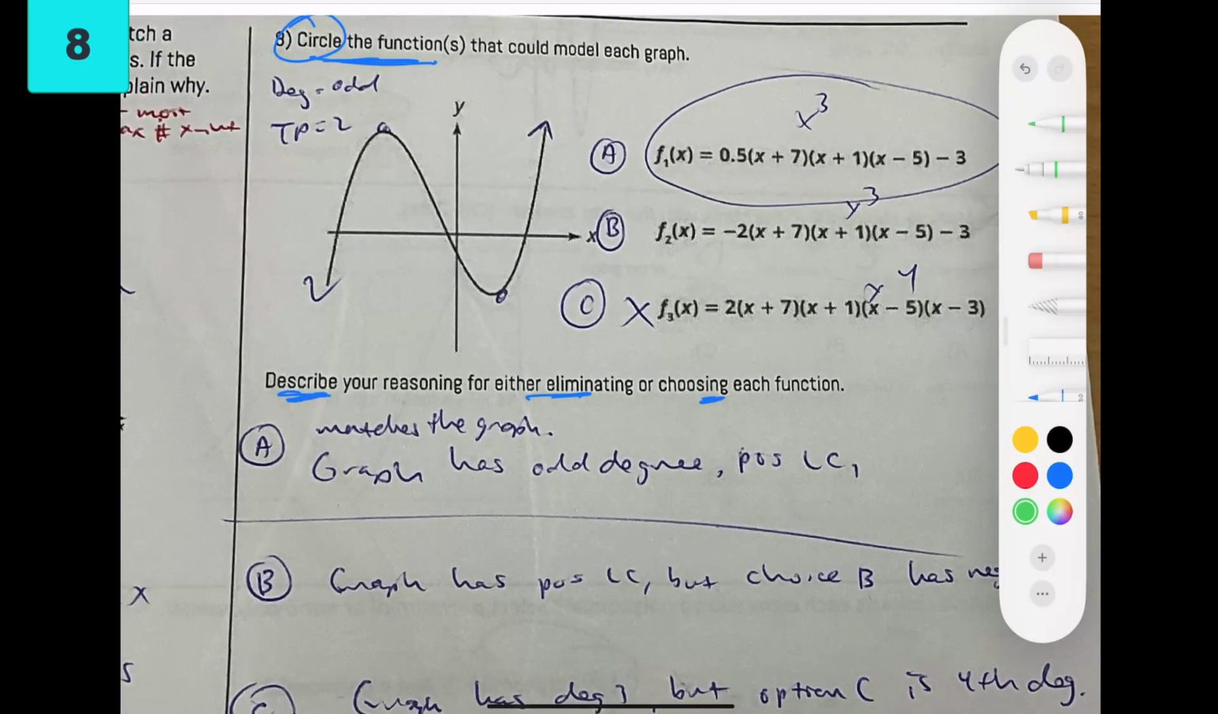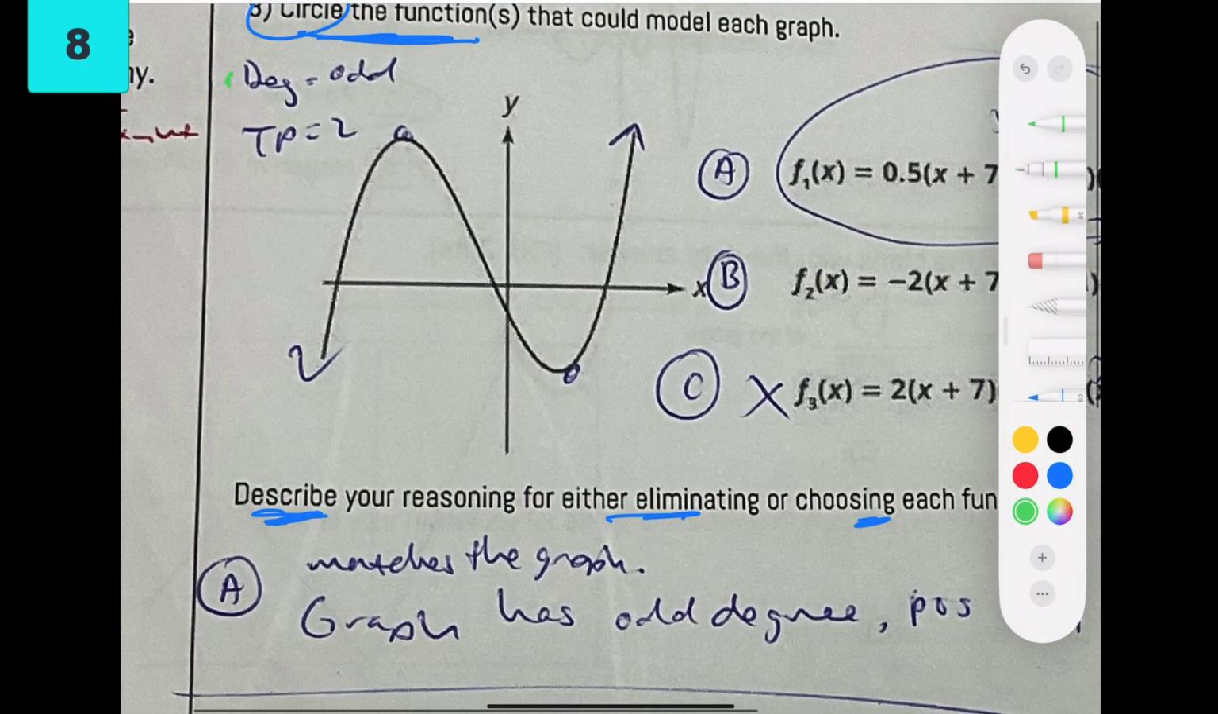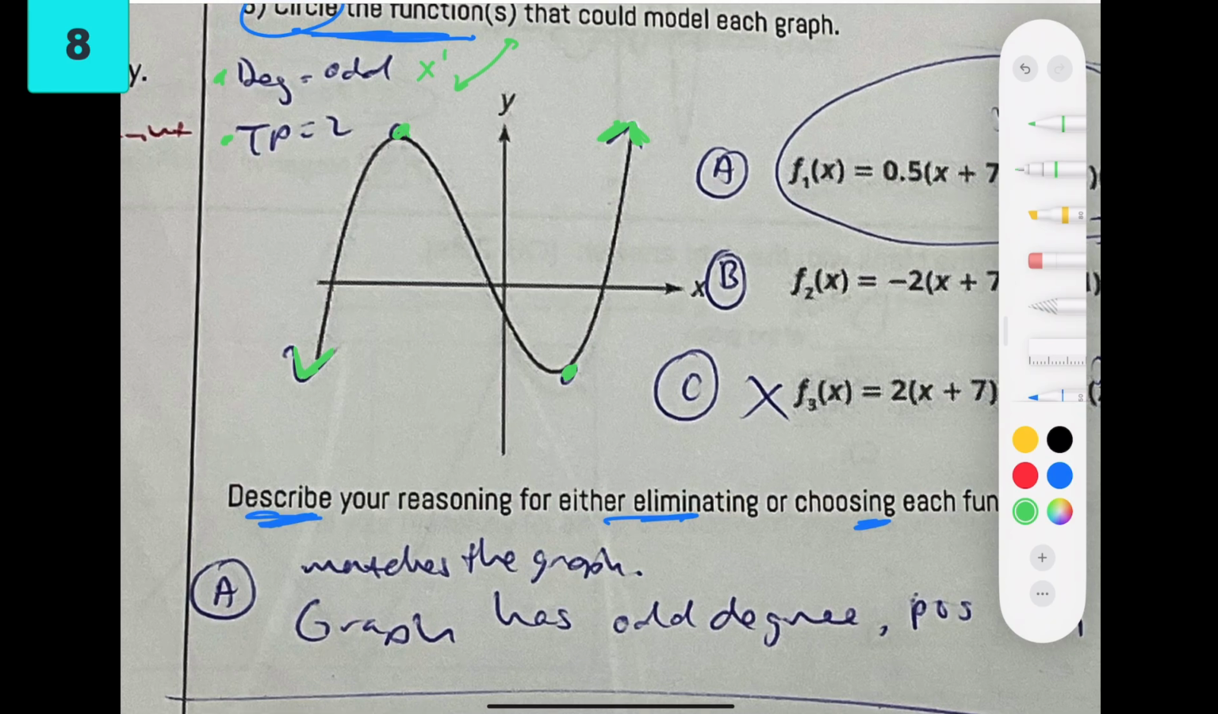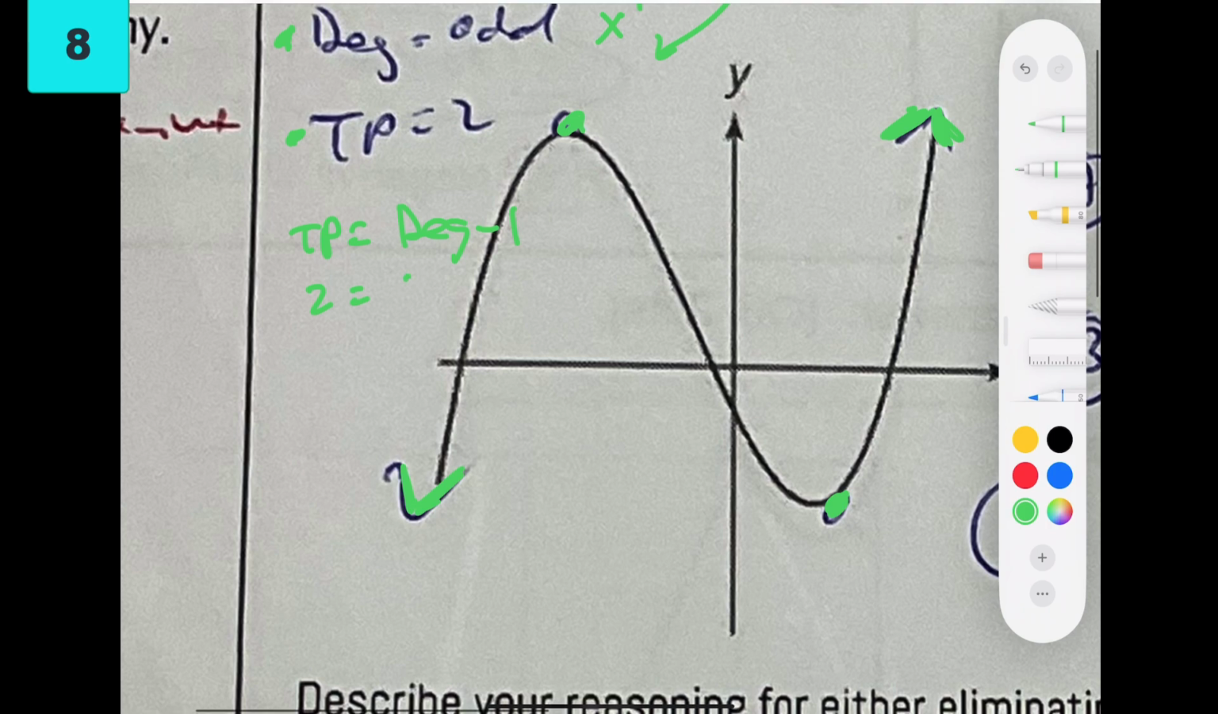This graph here is an odd degree because x to the first looks like this, and my arrows are this way. This graph also has 2 turning points, 1, 2. So the turning points is equal to degree -1. So if the turning points is 2, then I know that my degree is a 3rd degree polynomial.